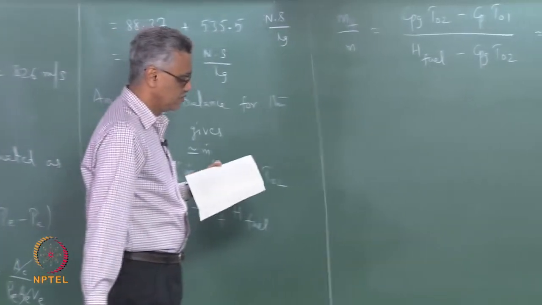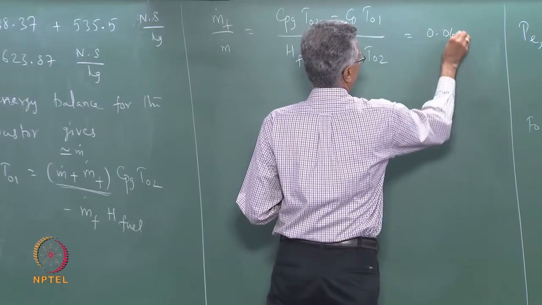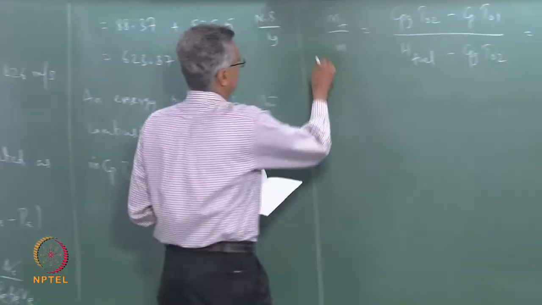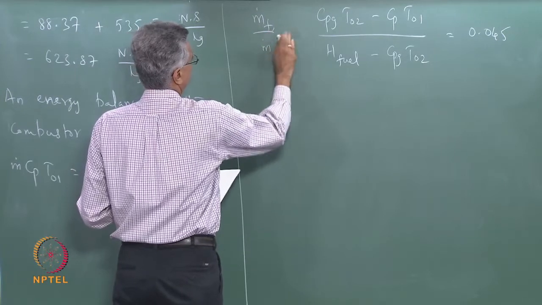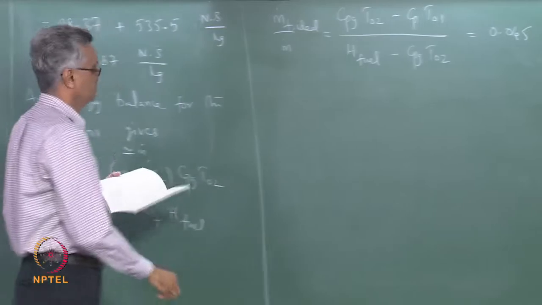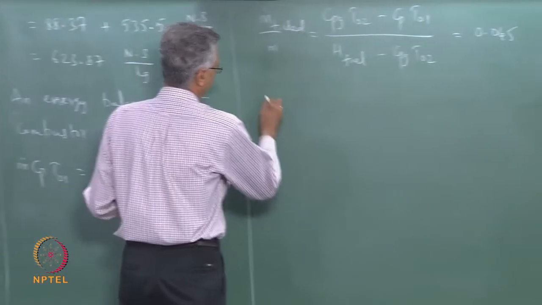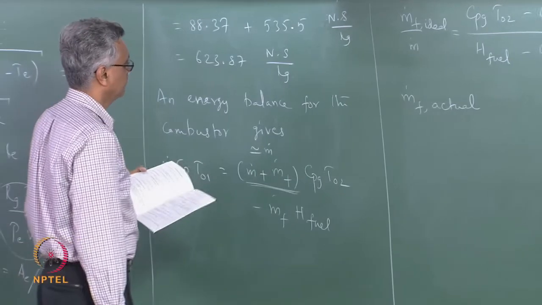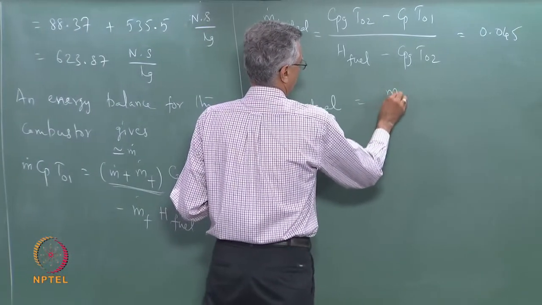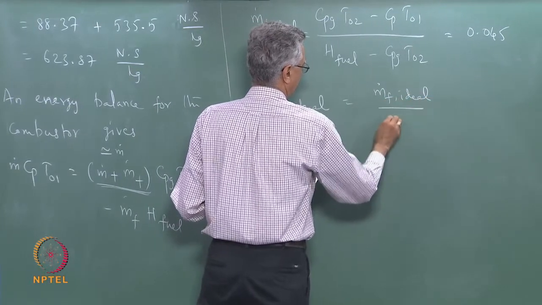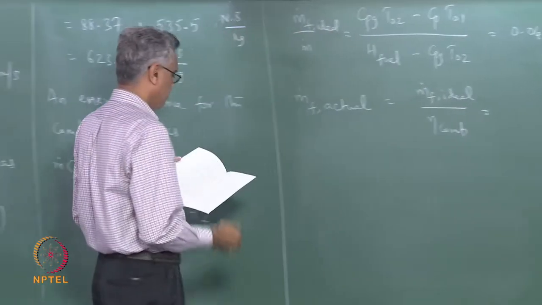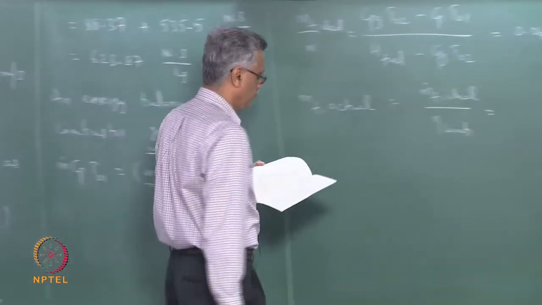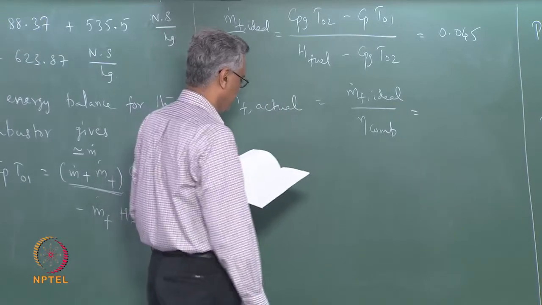If you calculate this value, it comes out to be 0.045 under ideal conditions. This is nothing but m_f dot over m dot under ideal conditions. Combustor efficiency is given, so m_f dot actual is equal to m_f dot ideal divided by combustor efficiency. The combustor efficiency is given in the problem statement to be 0.8, which means that I actually have to burn more fuel to get the same change in stagnation temperature.